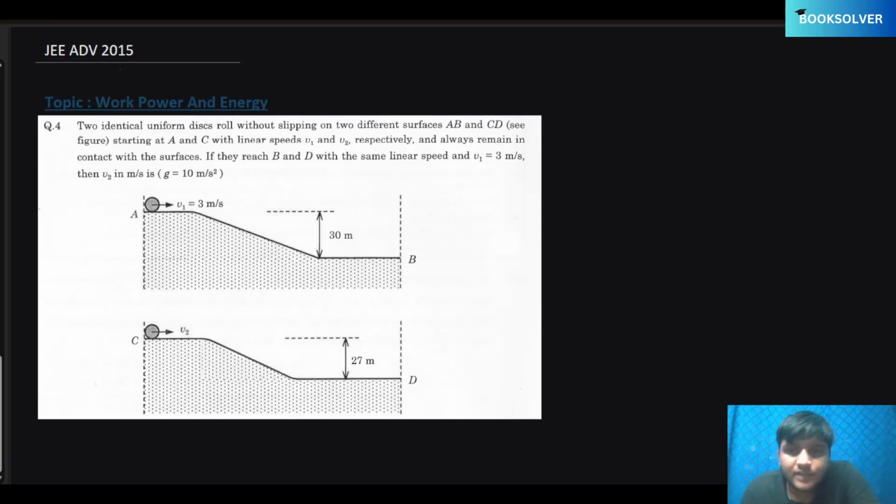Hello everyone. Today we are solving another question of JEE Advanced 2015. This is on the topic of work, power and energy. So let's first read our question.